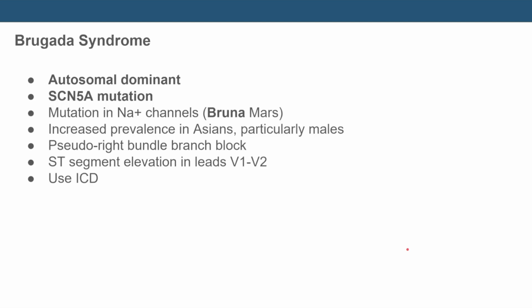Moving on to Brugada syndrome, and you have to know that this is an autosomal dominant syndrome. It's associated with SCN5A mutation, and you're going to get mutations in the sodium channels. And for that I made a mnemonic because there are other syndromes that are associated with mutations in potassium channels. So the mnemonic for this is Bruno Mars, like the singer. So Bru is going to stand for Brugada, and the Na is going to stand for sodium. So Bruno Mars, Brugada, and sodium, Na.